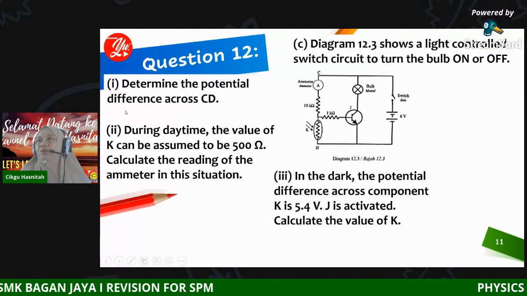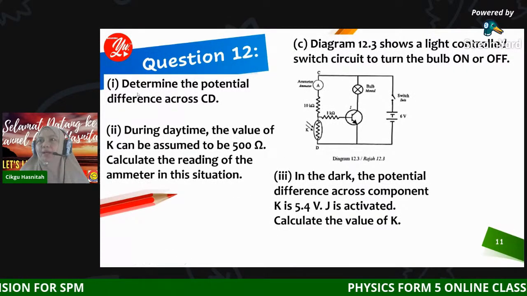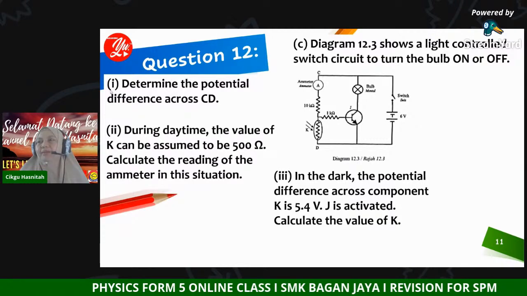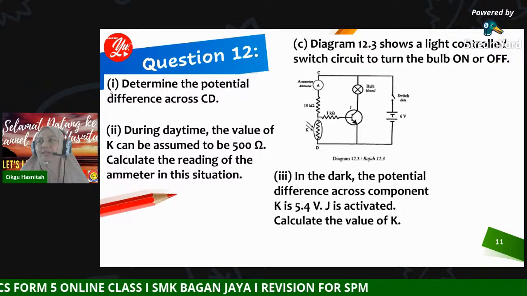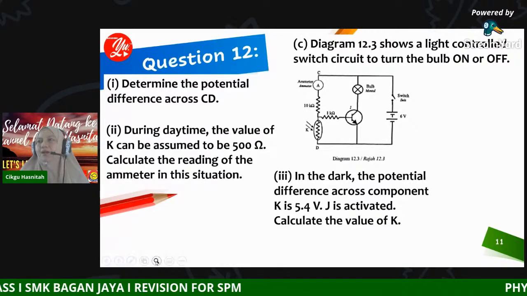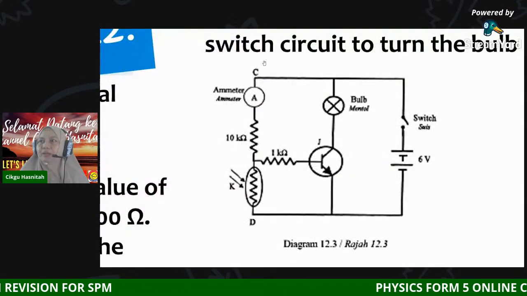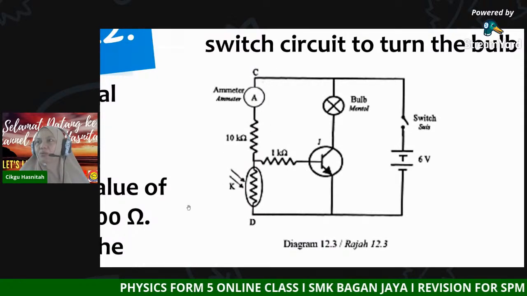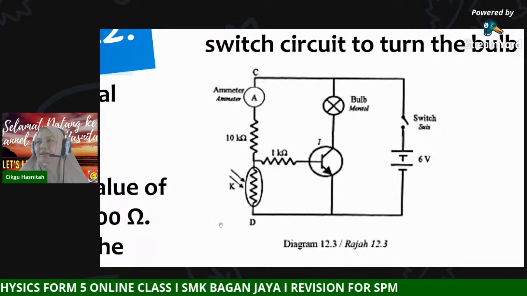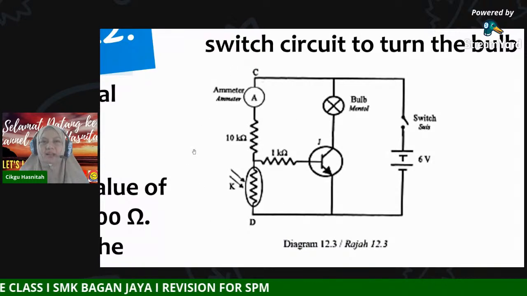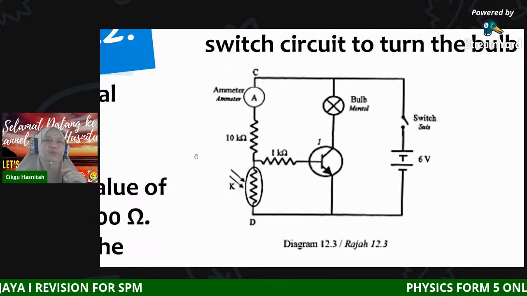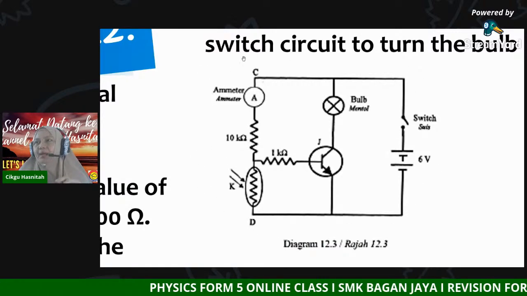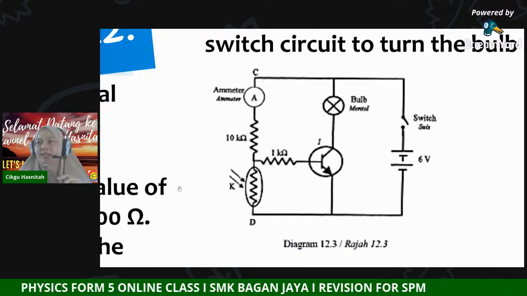Okay, so question number C1, determine the potential difference across CD. So what is the potential difference across CD? Where is CD? So this is CD. Okay, this is junction CD. So what is the potential difference here? Okay, can you state? This one you don't have to calculate. Just look from the diagram, you can see the answer there. So what is the potential difference at junction CD?